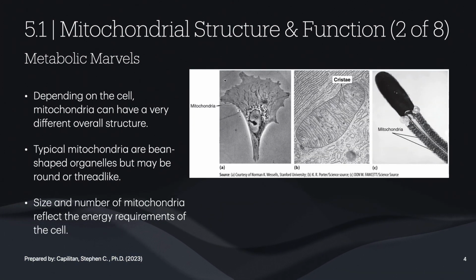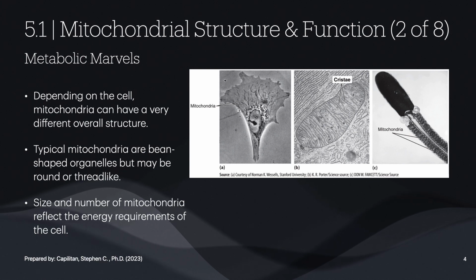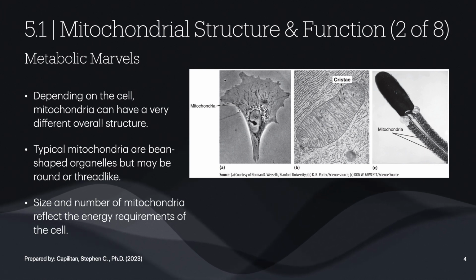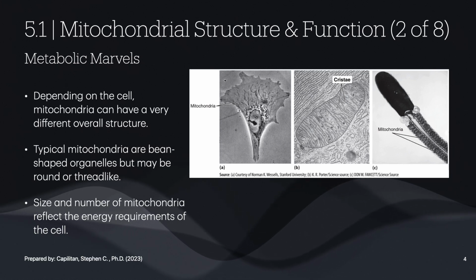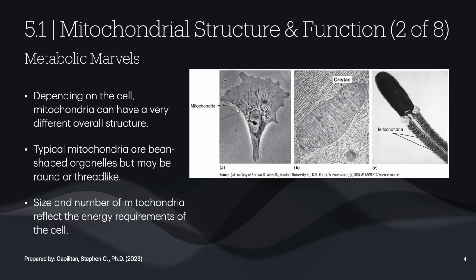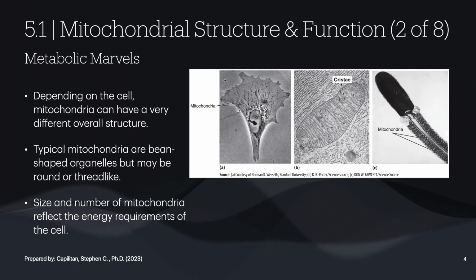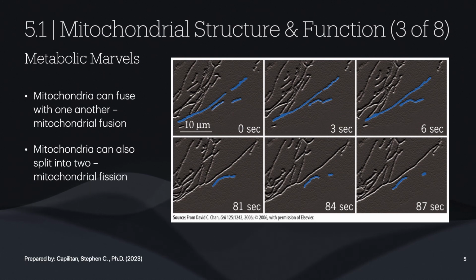Depending on the cell, mitochondria can have a very different overall structure. You will see here on the figure on your right, the mitochondria have different portions and come in different shapes. Sometimes they are bean-shaped organelles, but they can also be round or thread-like. The size and the number of mitochondria reflect the energy requirements of the cell. The mitochondria can also fuse with one another.